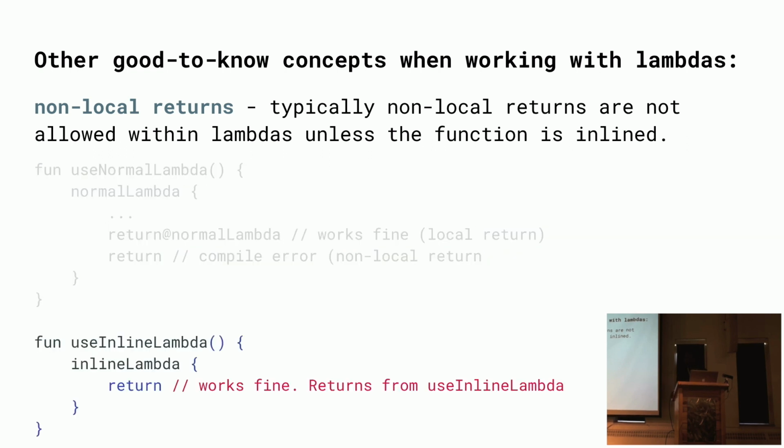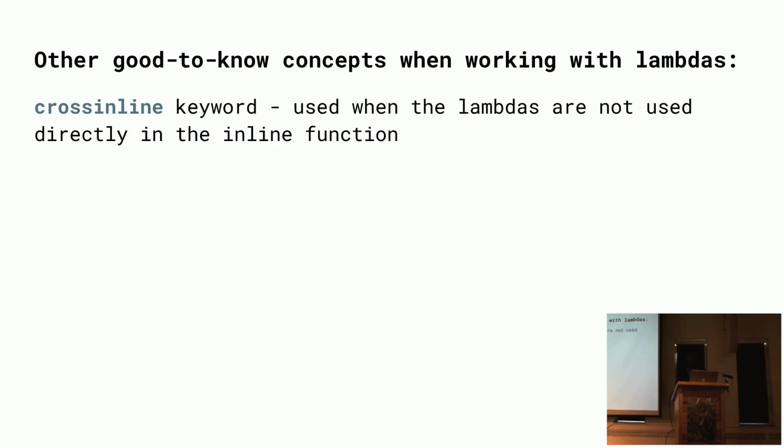So meanwhile, in inline lambdas, if you have an inline function, it's possible to return. And if you remember, we said the inline function actually copies the body of the function into the call site. So there is no nested scope when you're using the inline function, and that is why it's possible to return from non-local scopes when using inline functions.